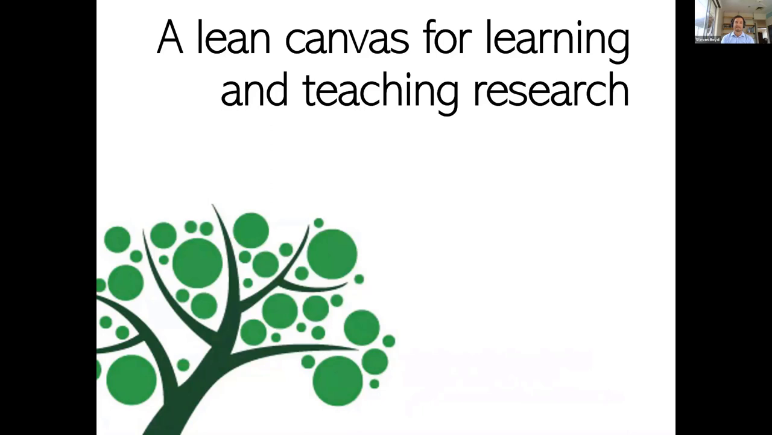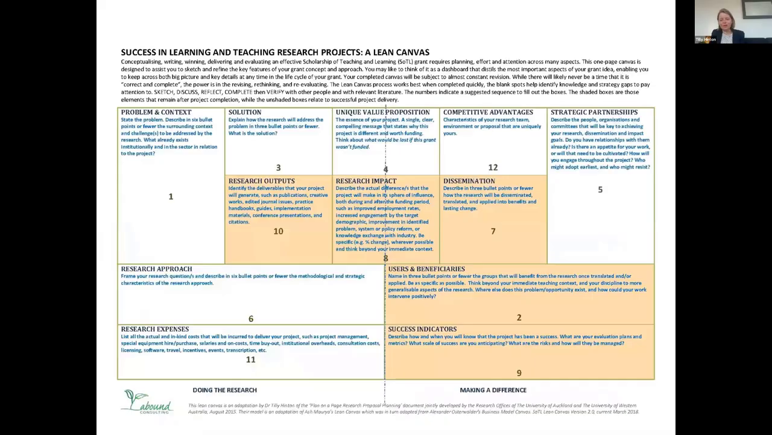Which is a nice segue into what I hope will be another really useful starting point, and that is the Lean Canvas for learning and teaching research. Now, there will be several versions of this available on the LTS StaffNet page. I think, Marlene, that the generic one is live at the moment and we just need to update the mapped ones. Is that correct?